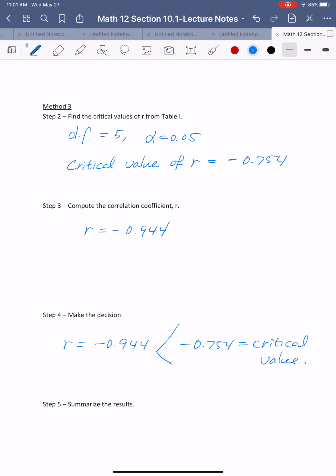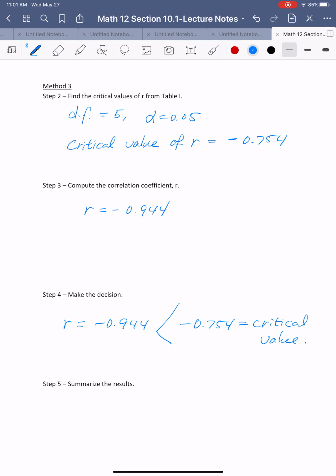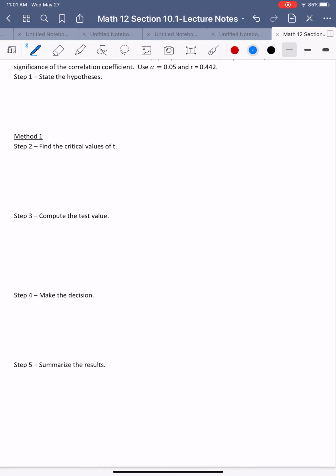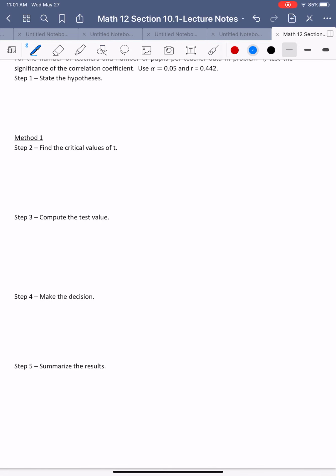So yes, that's why I summarize. Reject the null hypothesis, which means we can say there is sufficient evidence to support a linear relation between the number of absences and final grades, okay? All right, there's another example that I put for you to try.